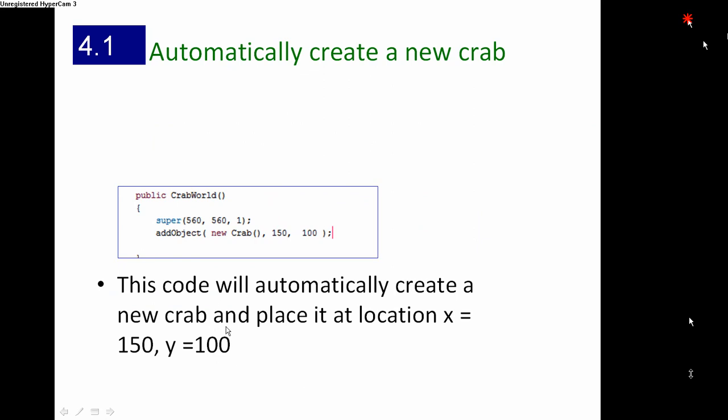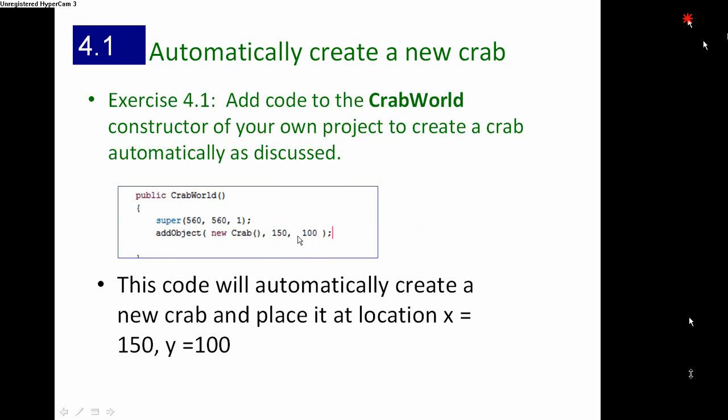Okay, so this code will automatically create a new crab, and it's going to place it at location 150 for the x coordinate, and the y coordinate will be 100. So it's basically saying, hey, I want to add something, it needs to be a crab, and I want you to stick it in this particular location. Okay, so you guys are going to do that.